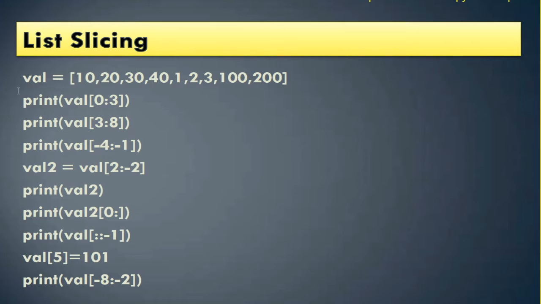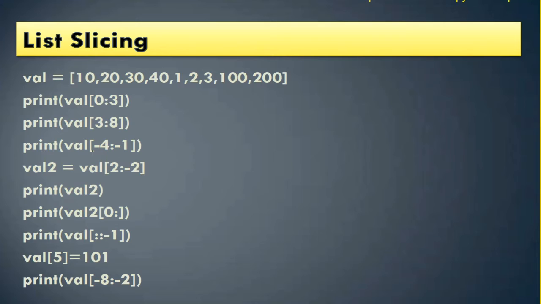Val equals the list mentioned, like val equals this, all are the list items mentioned in the name val. Now print val 0 to 3, so you will get the output as 0 to 3. So 0 1 2, up to 30 you will get in this one. Next val 3 to 8, so 3 to 8 means 0 1 2 3, from 40 it will start. Third, fourth, fifth, sixth, seventh, eighth. So from 40 to 200 you will get the output.